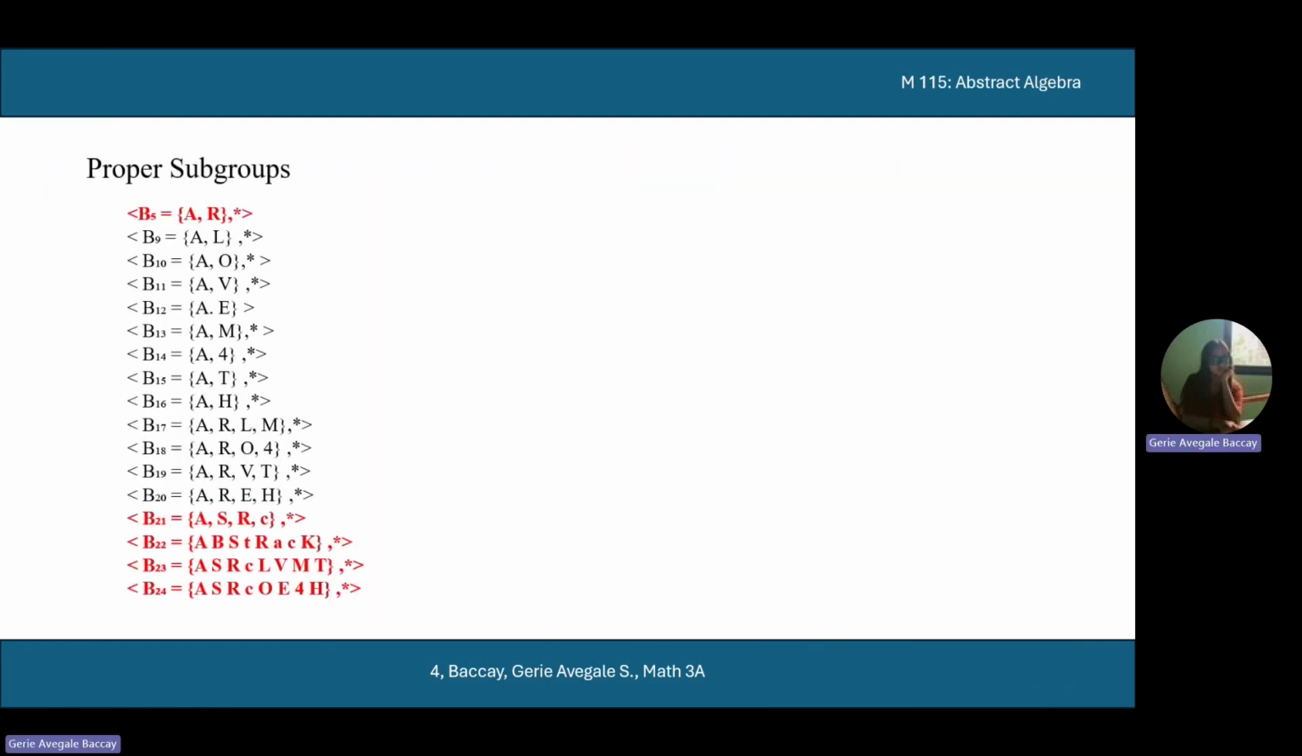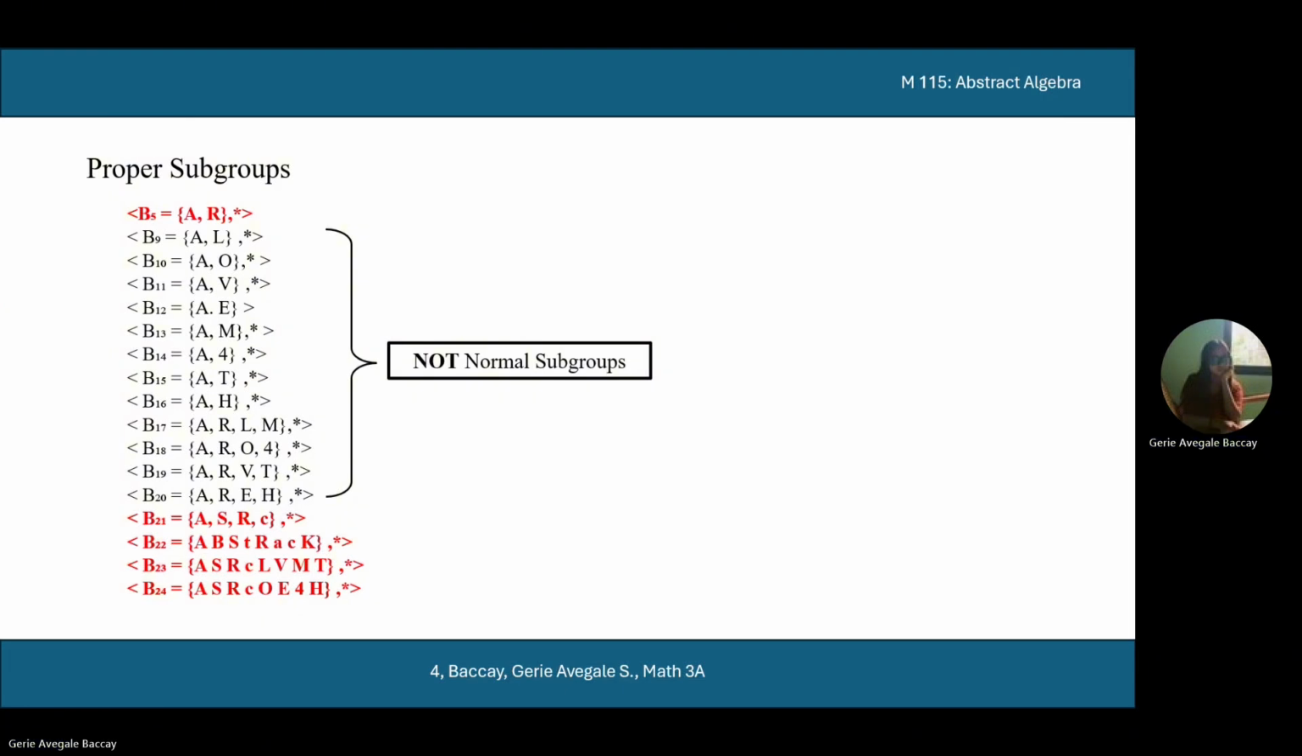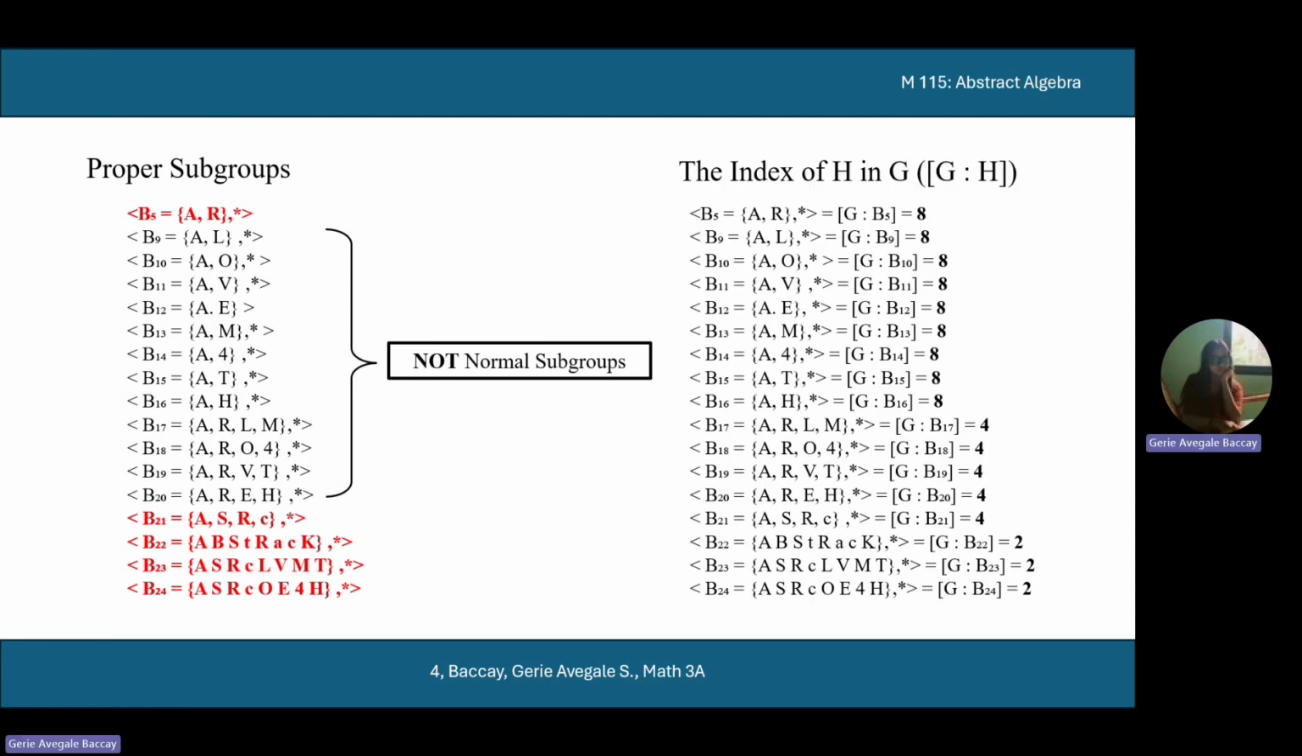Now, among all the proper subgroups, these are the subgroups that are not normal subgroups. Now, let's check their index. Since B sub 5 and B sub 9 to 16 have two elements, then 16 divided by 2 is 8. That's how we get the index. So the number of left cosets and right cosets for these subgroups is 8.